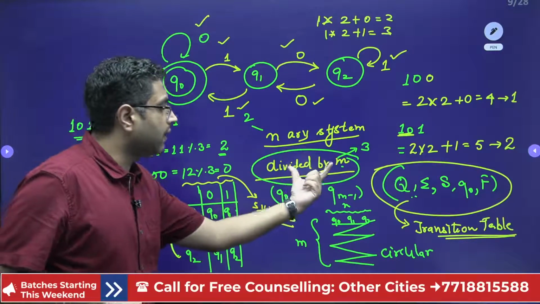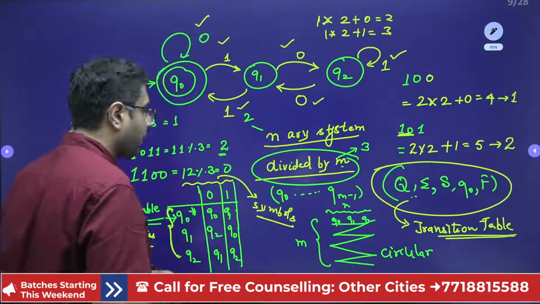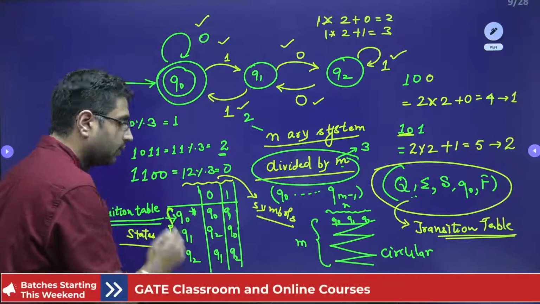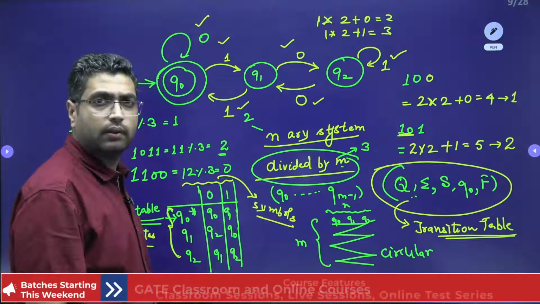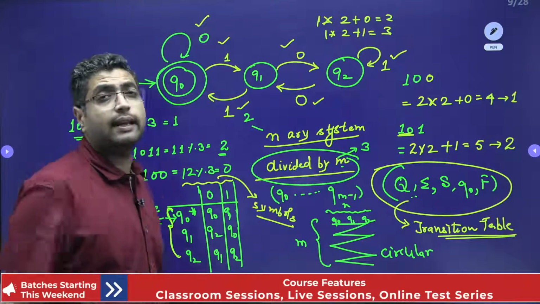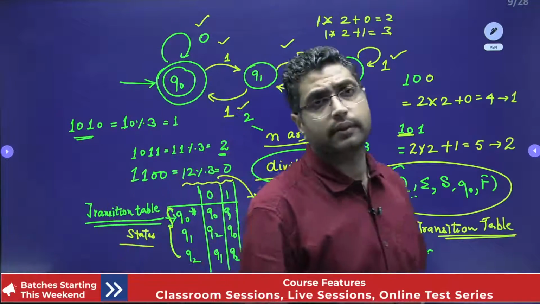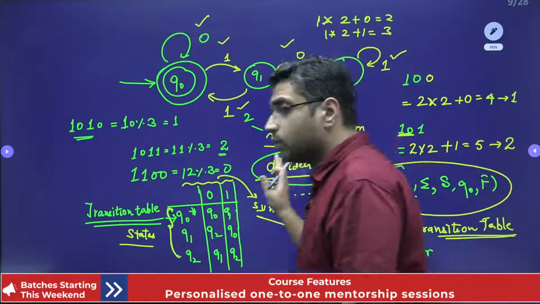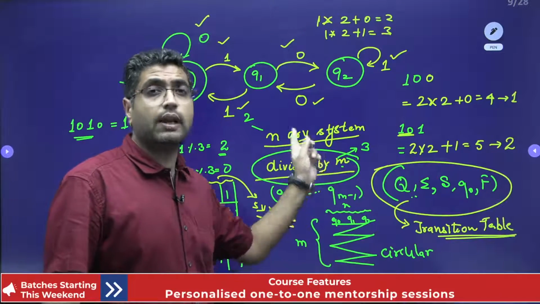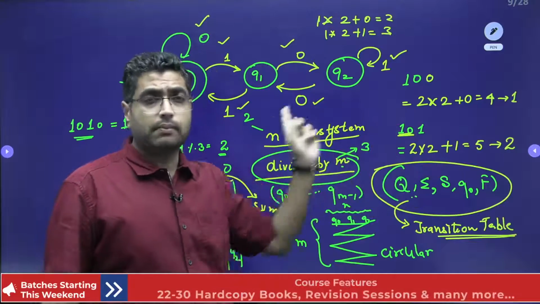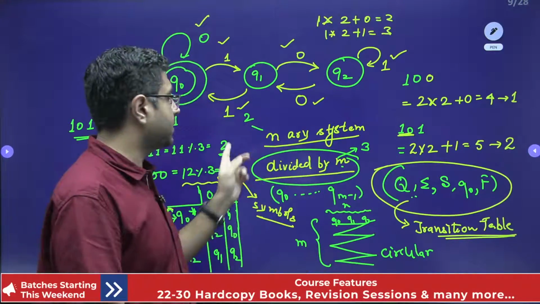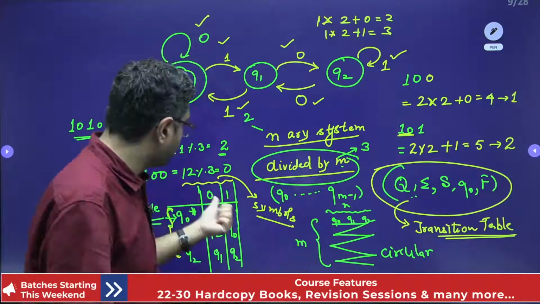You are saying that divide by m. In this case your m is 3. So you have 3 states, 0, 1 and 2. Right? You have an n-ary number system. When the number system is n-ary, what does it mean? In this case, you have a binary, so with an n-ary number system, you will have 0 to n minus 1 input symbols. In this case, it is a binary number system, so it will have two possibilities, 0 and 1. So they are placed over here.